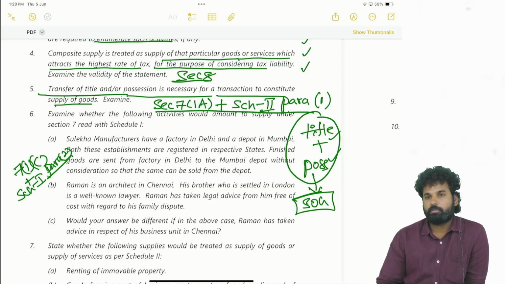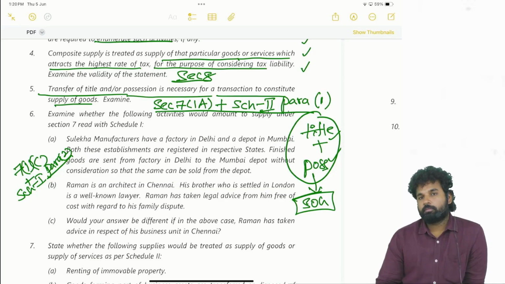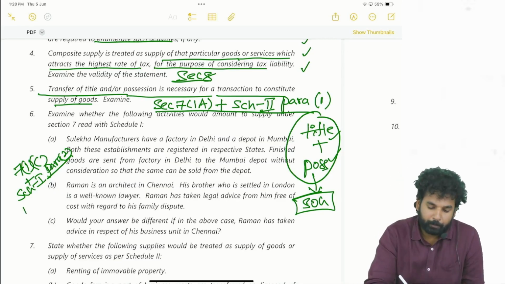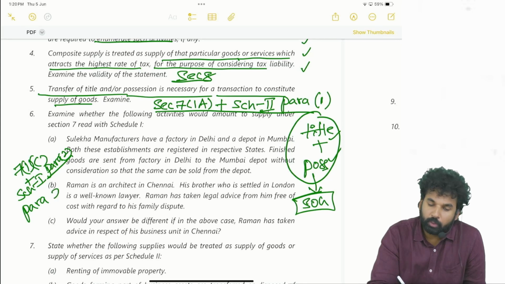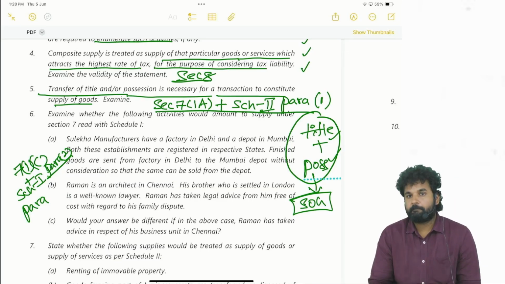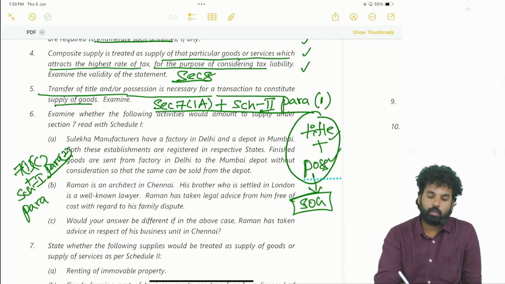I mean supply. First of all, supply. How? As per Para 2... Para 3... Para 4. Okay. You are telling that this is supply as per Para 4.